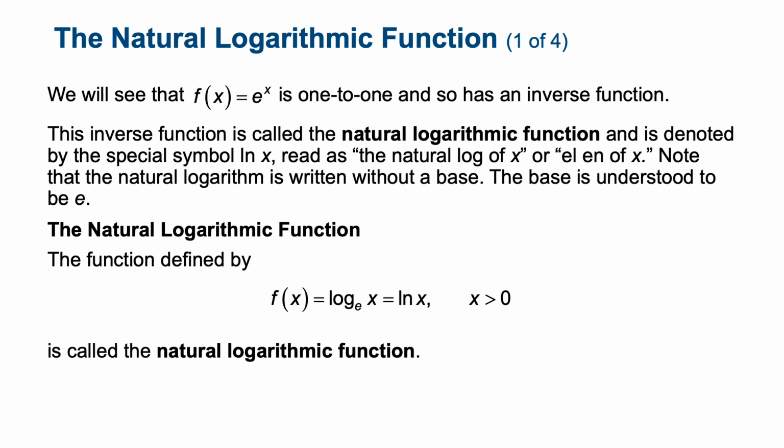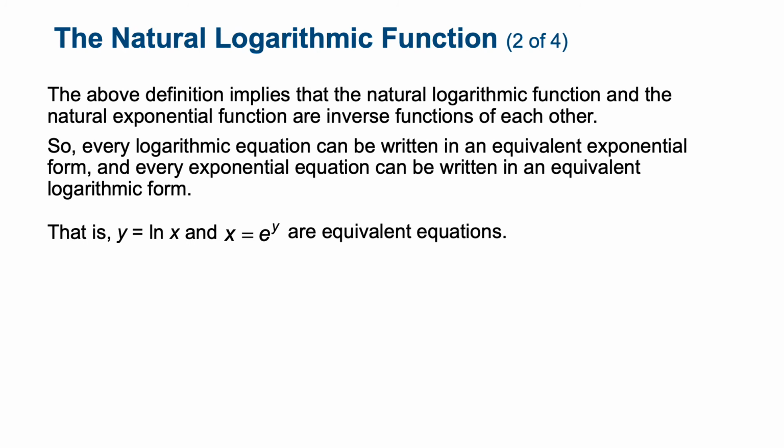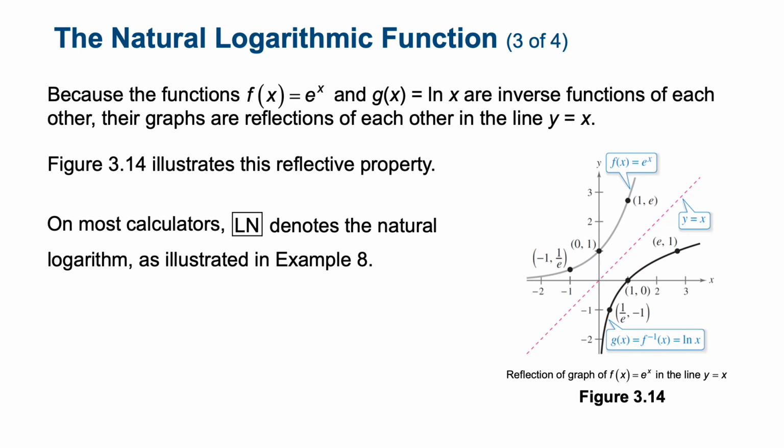Honestly, it has all the same properties that logarithmic functions do because it is one. It's just a special case. They're inverse functions of each other. And y equals ln of x and x equals e to the y are equivalent. So if you have y equals ln of x, you also know that x equals e to the y. Here are the graphs, and you see that there's that symmetry across the line y equals x that we love.